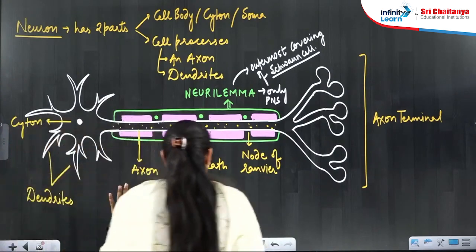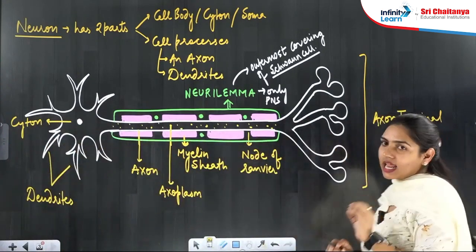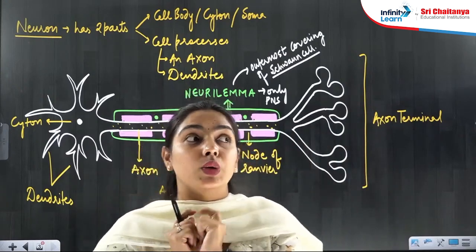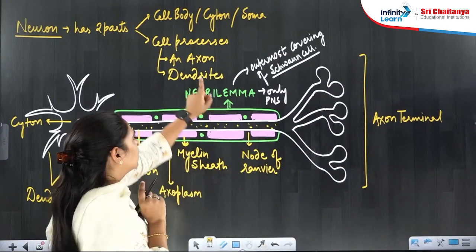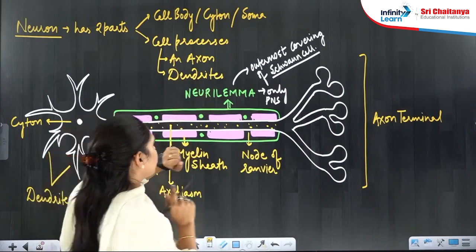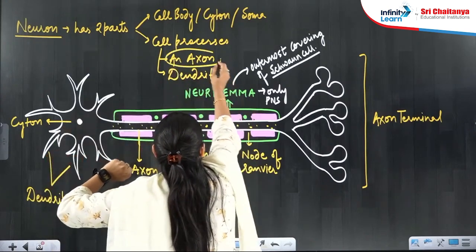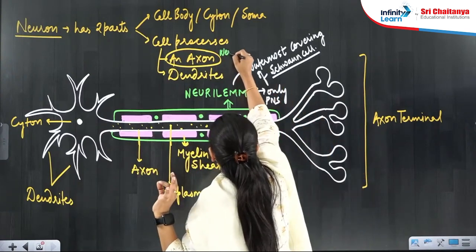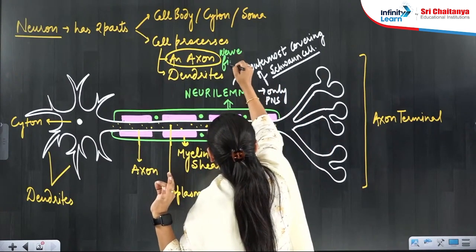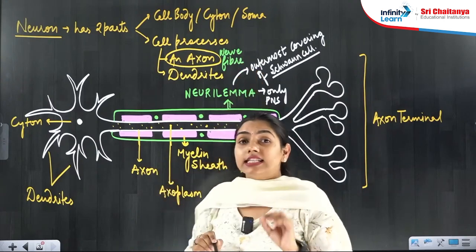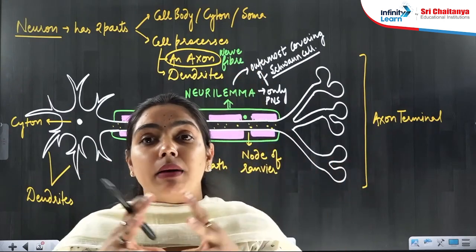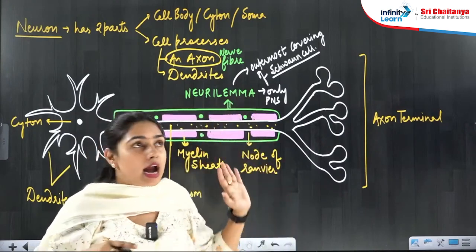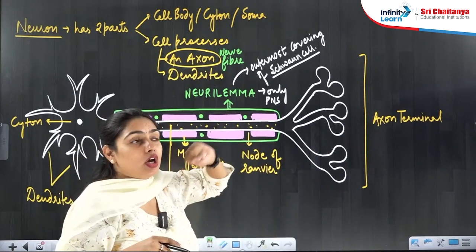So this is the neuron. Now the last thing of today's class is the nerve. I told you that I will tell you about the nerve. So remember, the axon has another name, that is nerve fiber. Just like muscles are formed by muscle fibers, a nerve is formed by nerve fibers. And what is that nerve fiber? The axon.